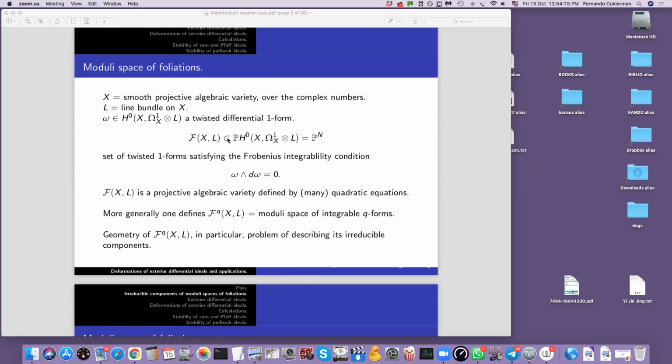Inside this space of 1-forms, we will consider F(X,L), F is for Frobenius. These are the one-forms that satisfy this condition. This condition is the Frobenius integrability condition. If this condition is satisfied, omega defines a foliation, a codimension 1 singular foliation. So basically this is the moduli space of foliations of codimension 1.